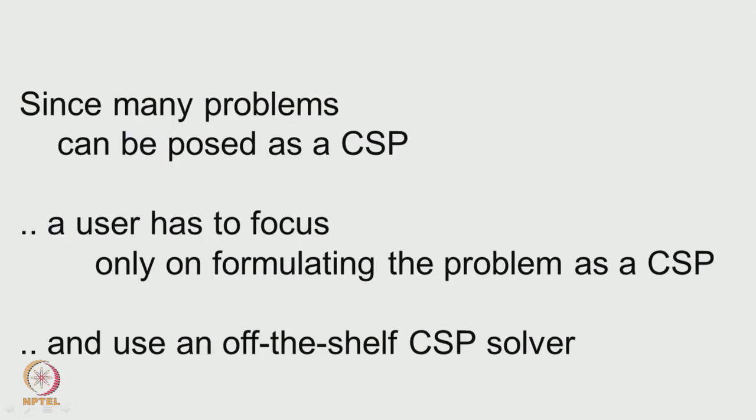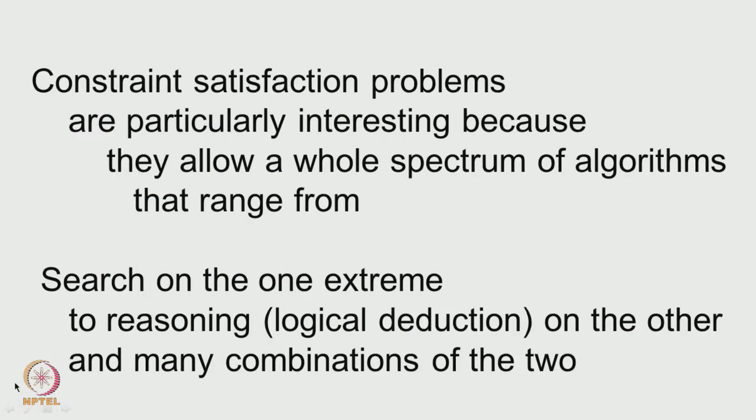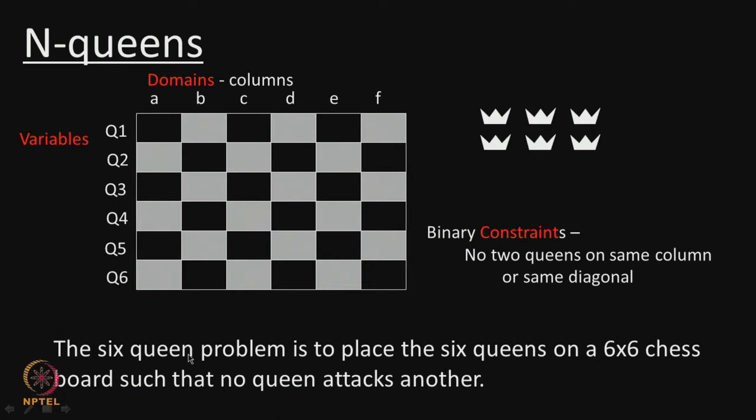Now, many problems can be posed as constraint satisfaction problems, which means that a user has to focus only on formulating the problem as a CSP, and the solving part can be handled by an off the shelf CSP solver, which is what we will try to look at in this course, as to how you develop these solvers essentially. Now, CSPs are important and interesting, particularly because they allow us to combine search and reasoning together. So, in problem solving using search, we did only search, in knowledge representation we did only reasoning, but here we can do a combination of the two. So, let us look at a couple of examples and see how that is happening.